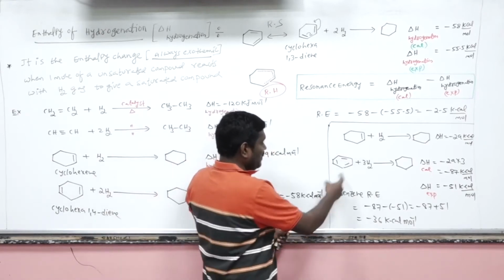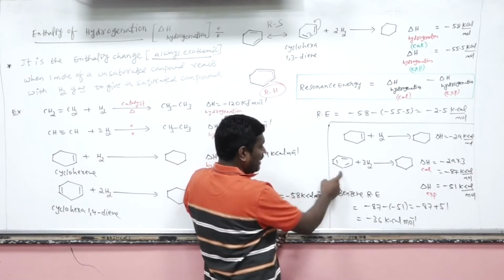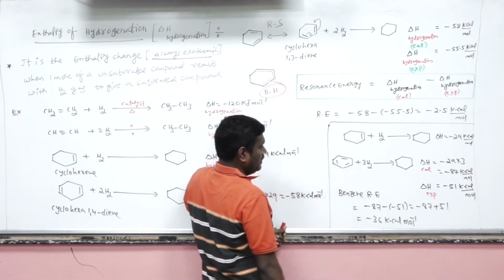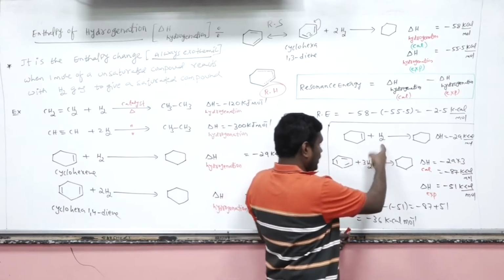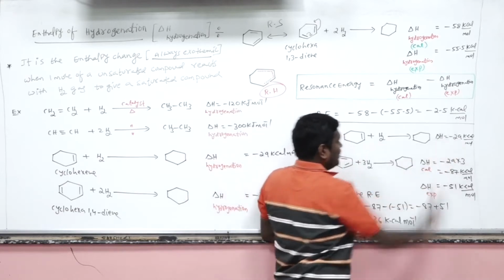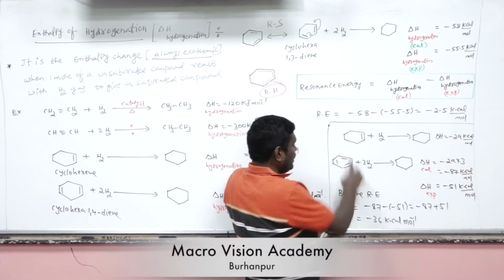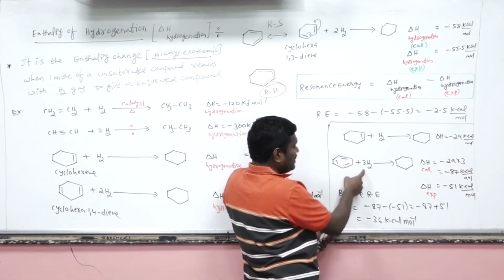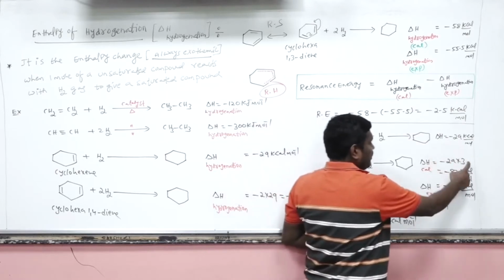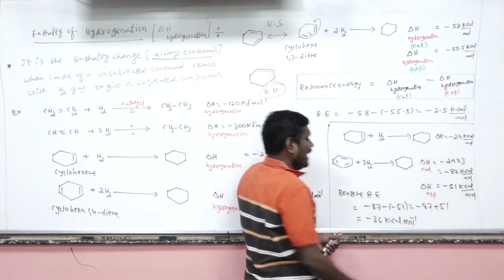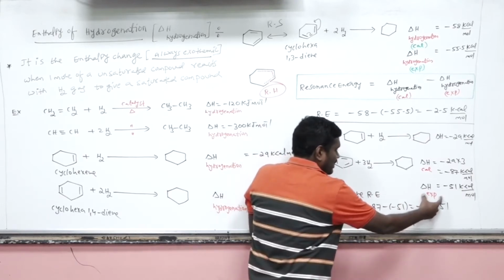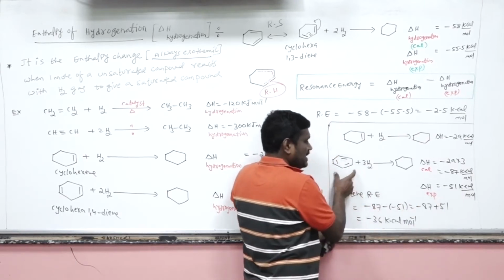Now come to this: suppose I am taking 3 alternate pi bonds in the cyclohexane ring. Let's suppose each pi bond hydrogenation will liberate minus 29 kilocalories per mole. Let's suppose 3 pi bonds are there, which are alternately present. So we can expect 29 multiplied by 3, that is minus 87 kilocalorie per mole. But experimentally, the enthalpy of hydrogenation of this compound, this is benzene.